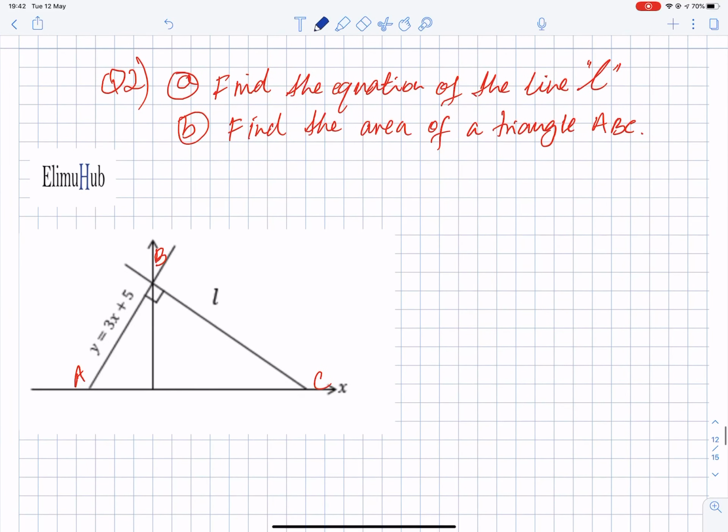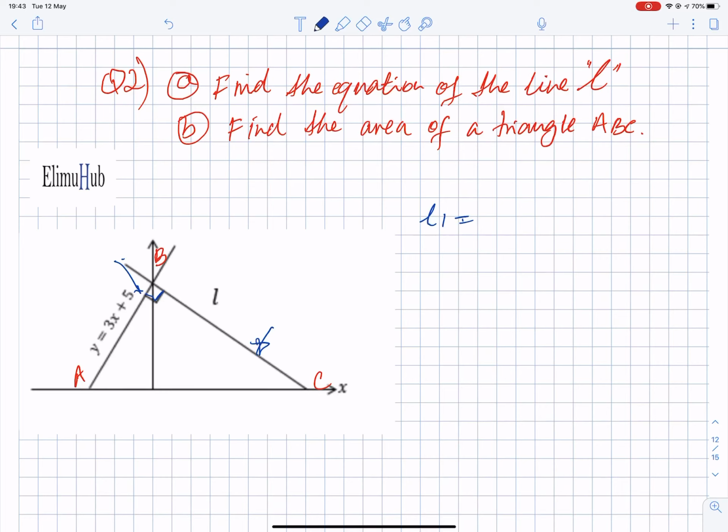Okay, the question says find the equation of the line L. So L is this line here. Looking at the diagram, we've got another line, this one here, y equals 3x plus 5, and we can see they are crossing each other at 90 degrees, which means these two lines are perpendicular to each other. Okay, so let's just write that down.